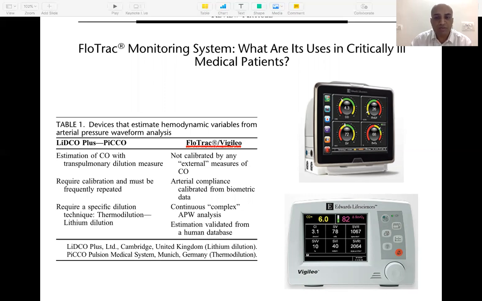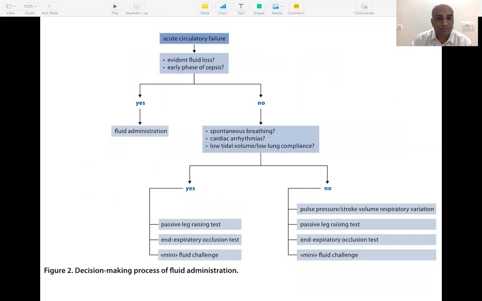It is a minimally invasive procedure because it just needs an arterial line with a special catheter. So whenever we are looking at the decision making of fluid administration, we can check whether there is a loss of fluid or whether the patient is in the early phase of sepsis. Probably in this scenario, we can start with fluid administration. Otherwise, you can look for the fluid responsiveness and the fluid status of the patient.